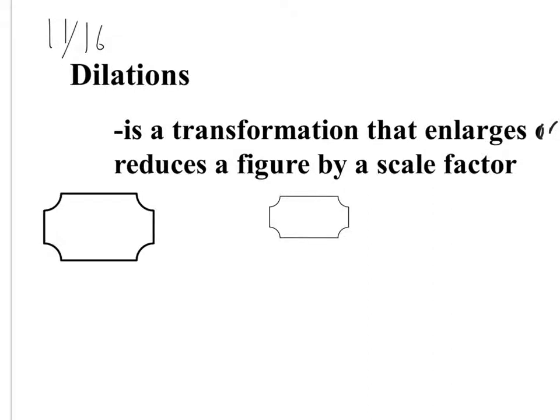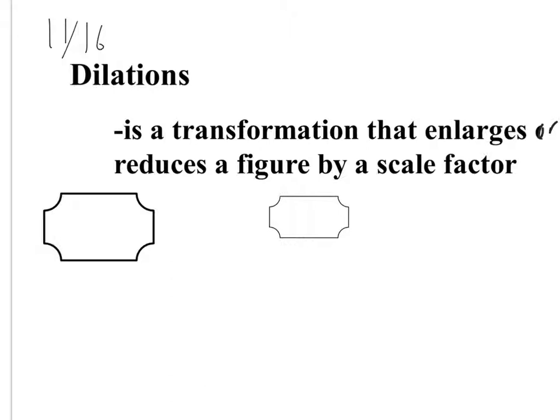Today we're going to do dilations. It's a type of transformation. We've already talked about two different types of transformation. One was translation, where you moved the entire object to the right or left and up or down. Every point went 3 to the right and 5 up, or that type of thing.